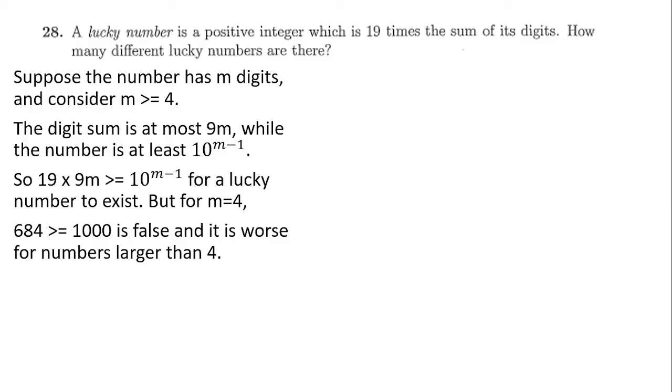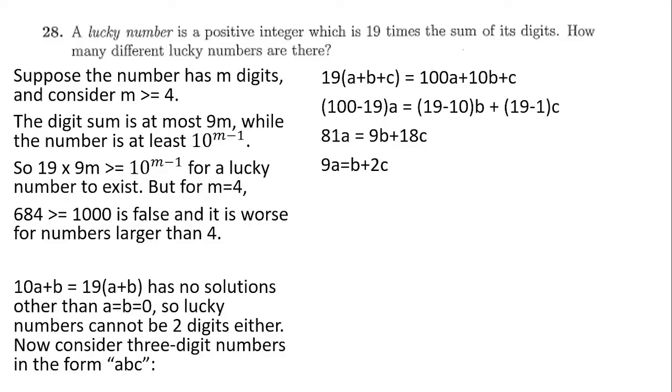But for m equals 4, 684 isn't greater than 1000. So it's worse for numbers larger than 4. So that means that our number must have less than 4 digits, any possible lucky number. Now we look at 10a plus b, so this is looking at two-digit numbers now, equals 19 times a plus b, has no solutions other than a equals b equals 0, so lucky numbers cannot be 2 digits either. So that means they must be 3 digits.